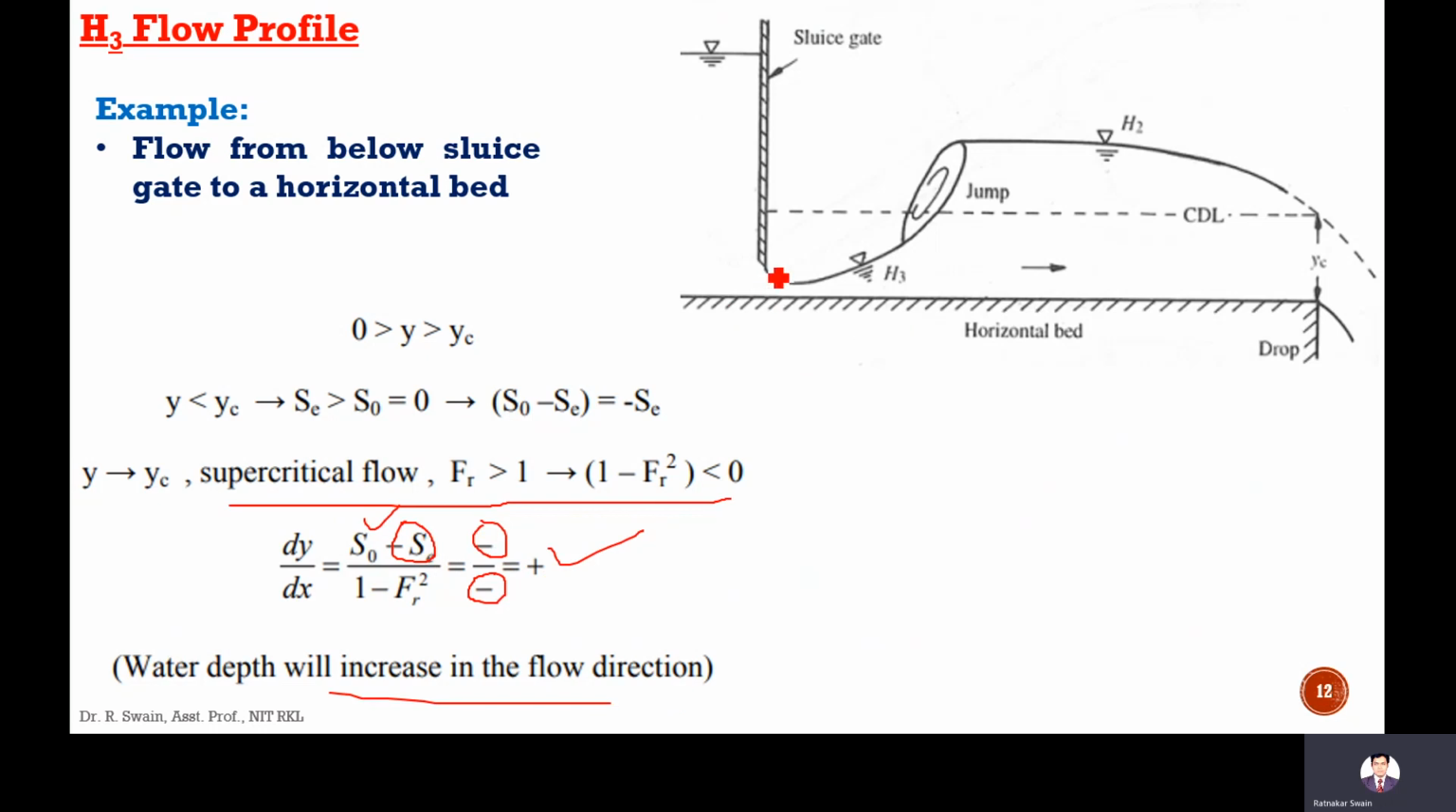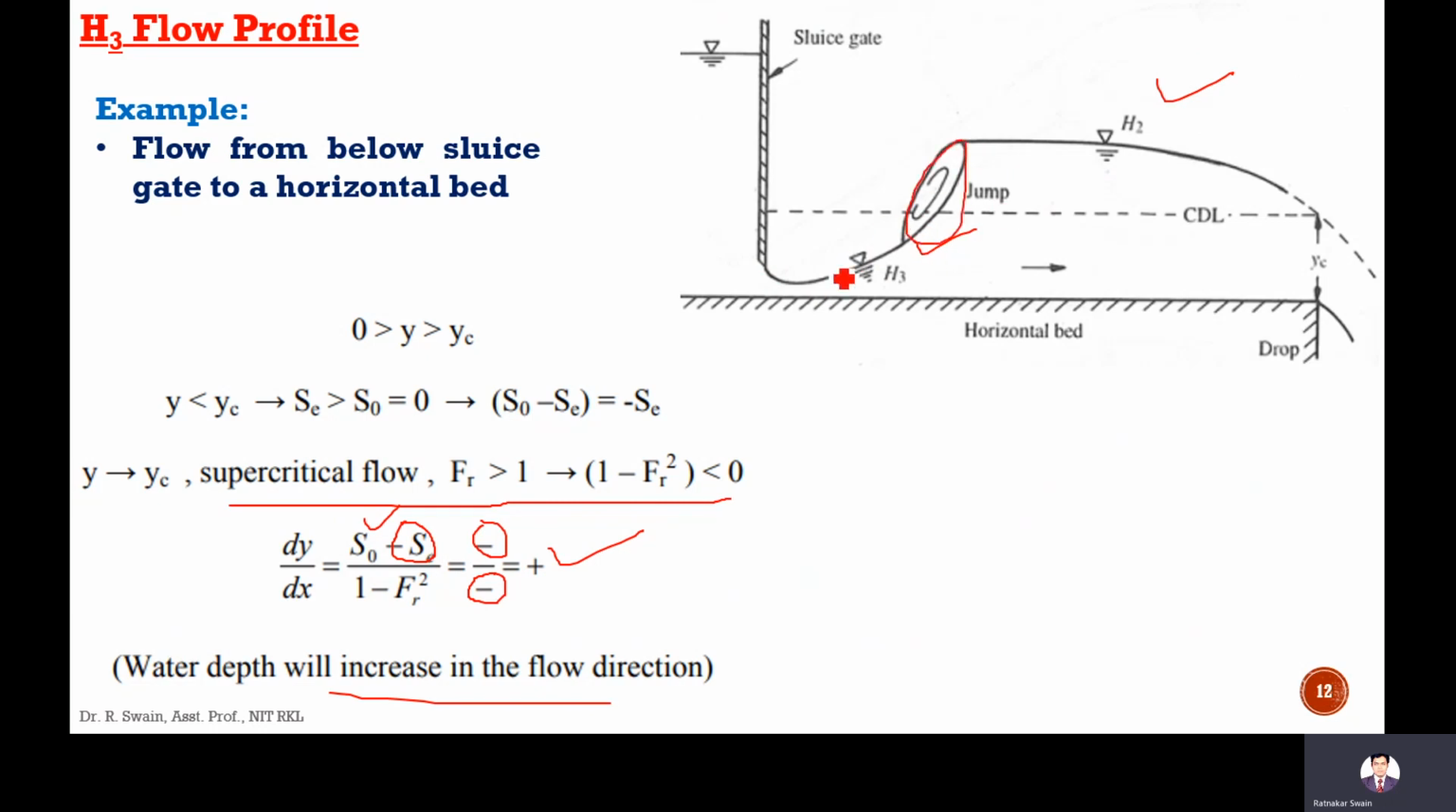Just near this sluice gate, there will be an S3 curve. Away from this sluice gate, there will be an S2 curve. So here there will be supercritical flow. As I told, when flow is changing from supercritical to subcritical, there must be a hydraulic jump.